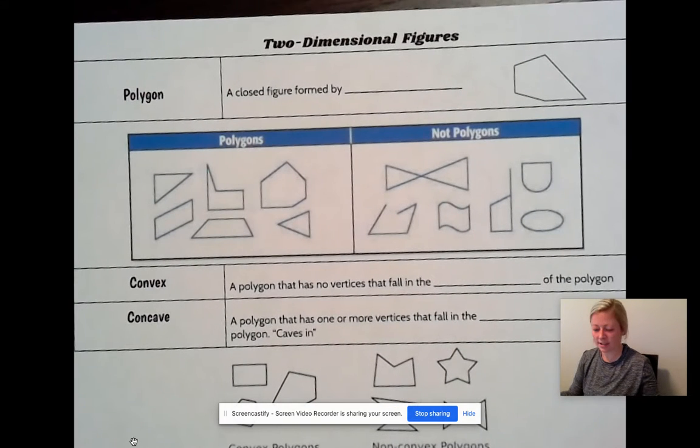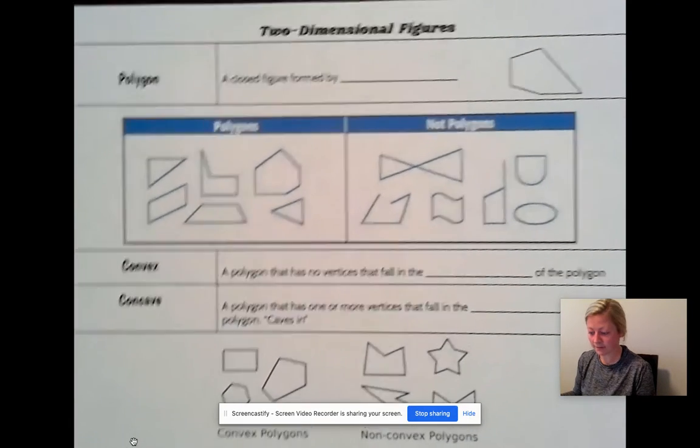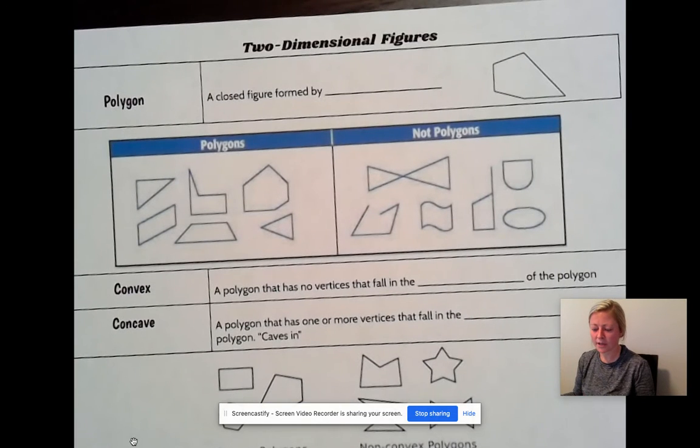This lesson is just more basic geometric terms that we will use through the whole school year. So we're talking about two-dimensional figures. And this is what your notes should look like. Okay, once you're ready, let's just get started.